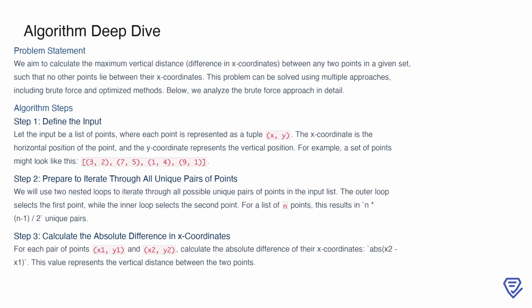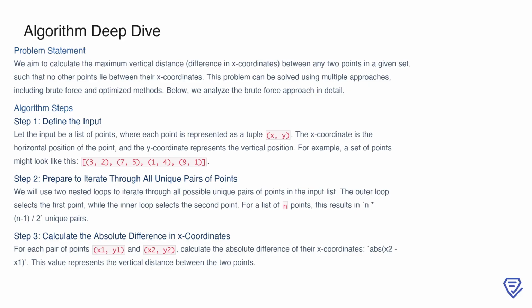To solve this problem, we aim to determine the maximum vertical distance between 2 points based on their x coordinates, ensuring no other points exist between them. The brute force approach involves iterating over all unique pairs of points, so let's break it down step by step.